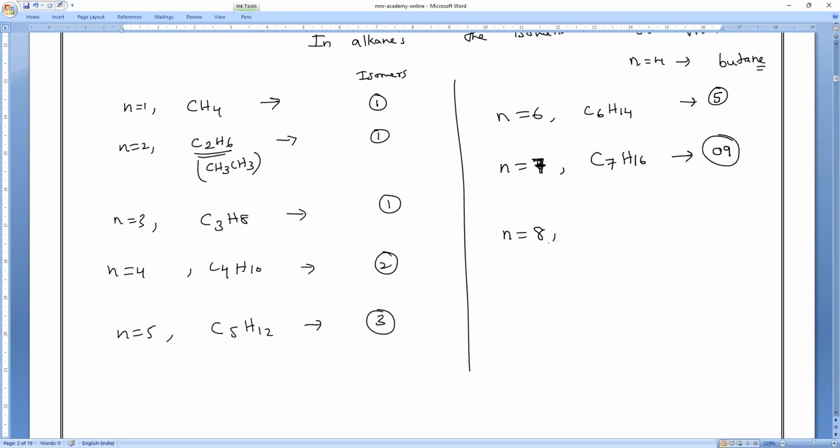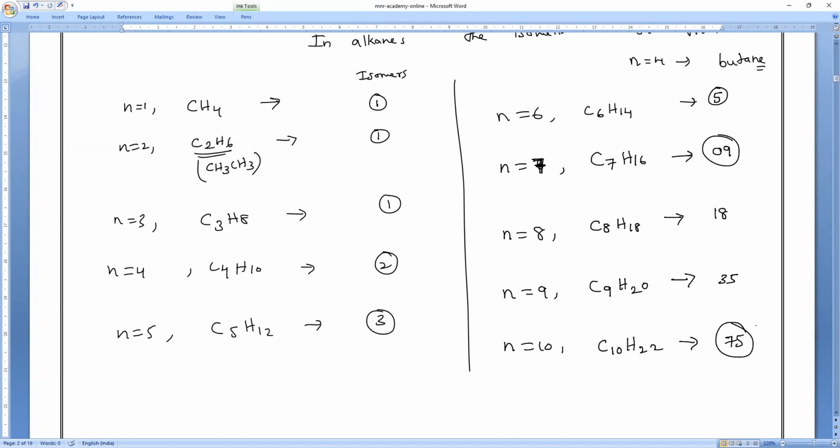Next, n equals 8: C8H18. n equals 9: C9H20. n equals 10: C10H22. Is it okay, everybody? Clear? Now, n equals 7: how many isomers? 9. n equals 8: 18. n equals 9: 35. n equals 10: 75. So please remember, the number of isomers keeps on increasing.